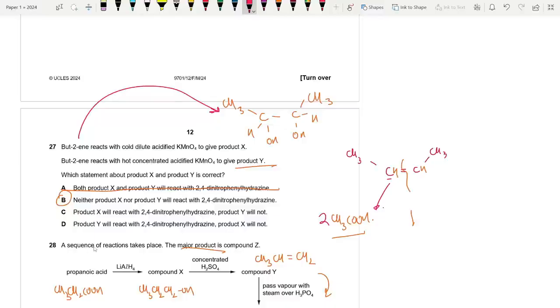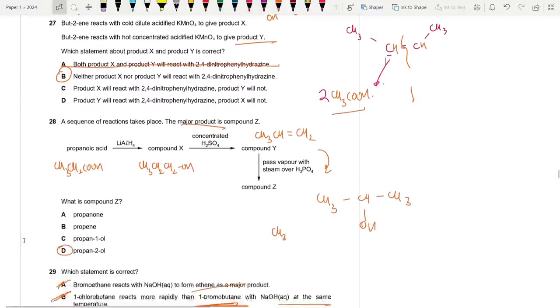So yeah, that's that. So both product X and product Y will react with 2,4-DNPH. This is wrong, because on one hand we have an alcohol, on the other hand we have a carboxylic acid. But 2,4-DNPH is a test for carbonyl compounds, ketones and aldehydes. Neither product X nor product Y will react with 2,4-DNPH. That is the correct answer. Okay.